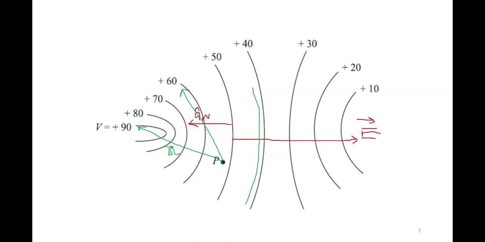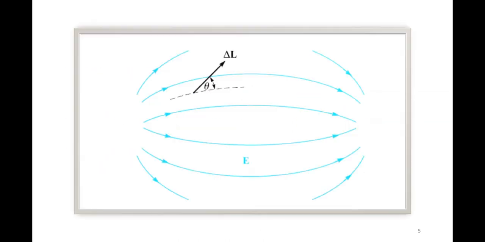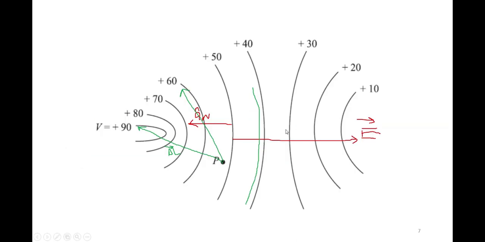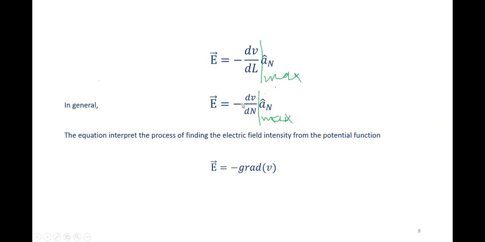So coming back to this relation, by keeping the direction of partial V by partial L and E anti-parallel to each other, we can get maximum variation in potential with respect to length. So this is known as the negative gradient of scalar potential, and the negative gradient of scalar potential in any specific direction gives us the electric field.